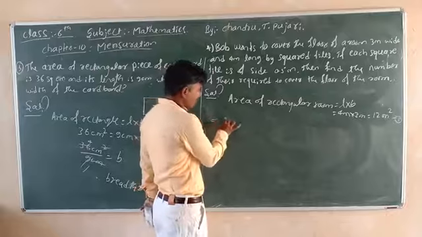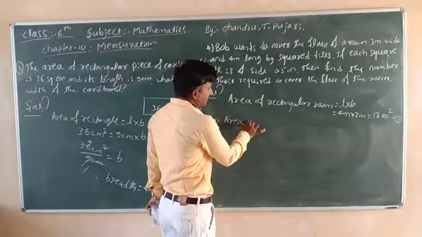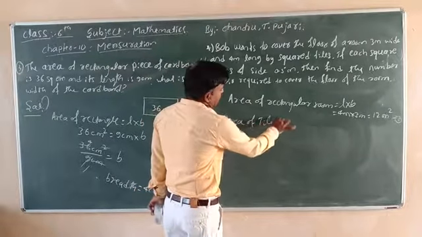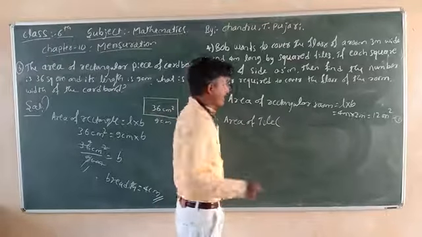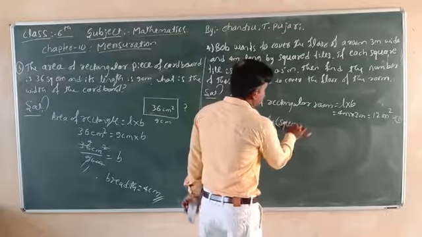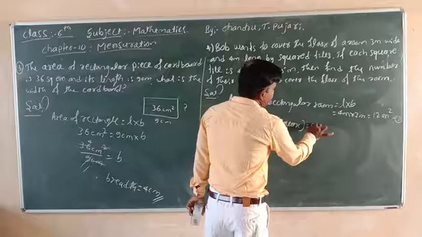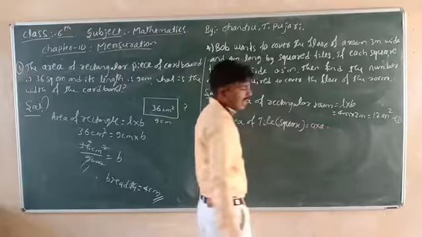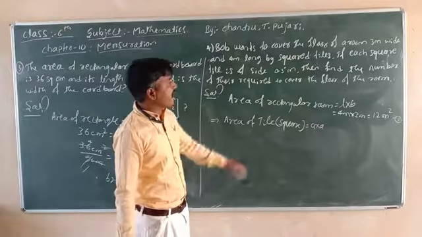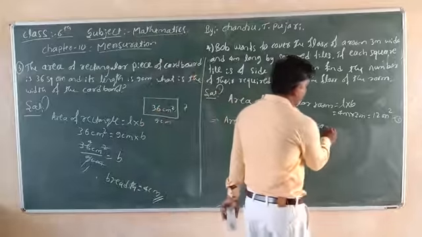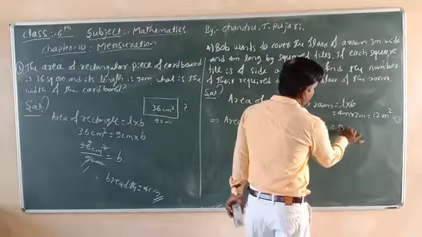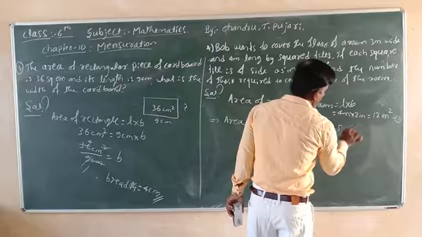Next one, area of tiles. Tile means it is in the shape of a square. Square shape is the tiles. Therefore, side into side. Each side is 0.5, so 0.5 and 0.5.